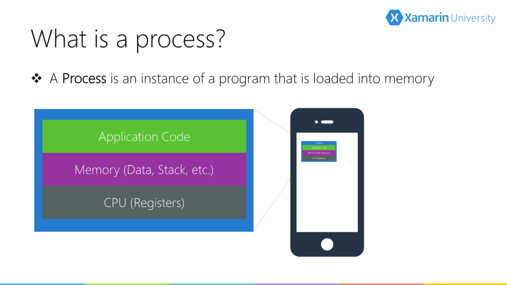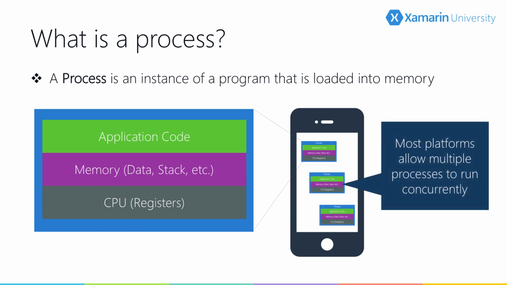Whenever we launch an application on the mobile device, or for that matter on any device, we are creating and starting what is called a process. A process is a single instance of one application in memory. A process represents the entirety of the application. So that's all the code, all the data, all the state, and all of this is private to the process, which means no other process can access it. Most platforms, including your mobile device, doesn't matter if that's an iPhone or an Android device, all of them allow multiple processes to be loaded into memory simultaneously.